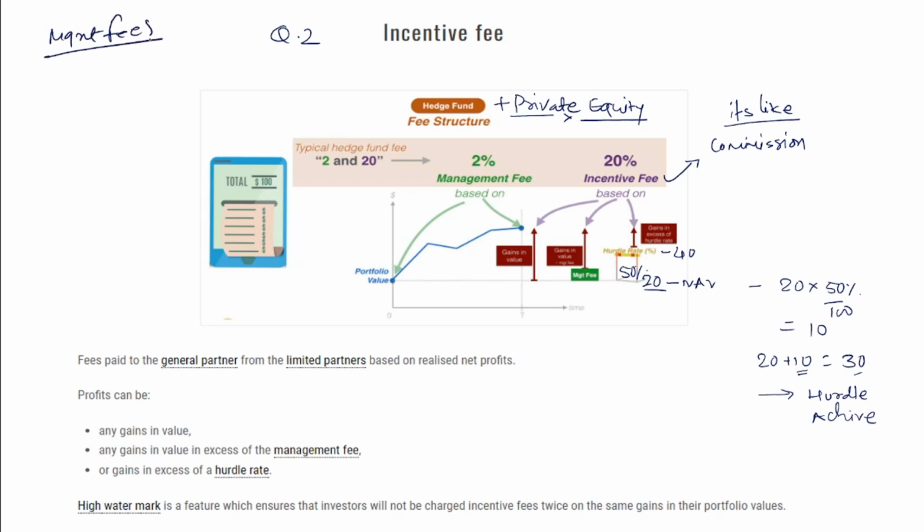So this is going to be again a very important term, so I would like to explain it. If any question comes across on this incentive part, we have standard rates, which are 2 and 20% that we charge. 2 means 2% would be the management fees, and 20% would be the incentive fees.